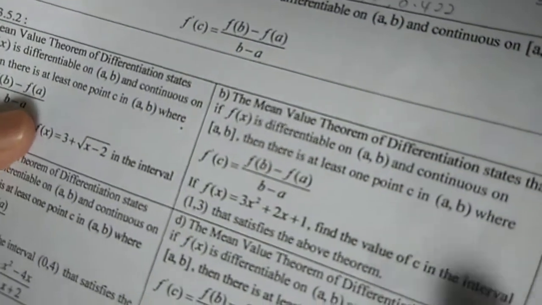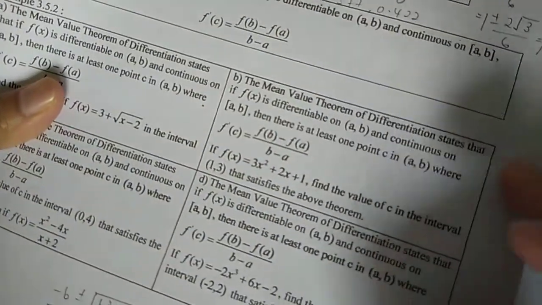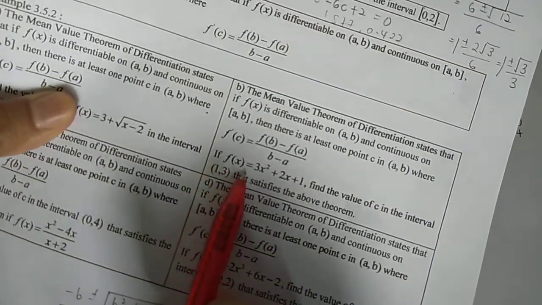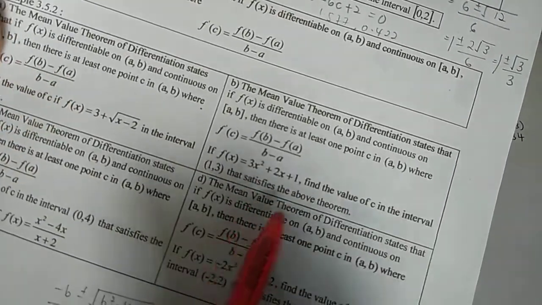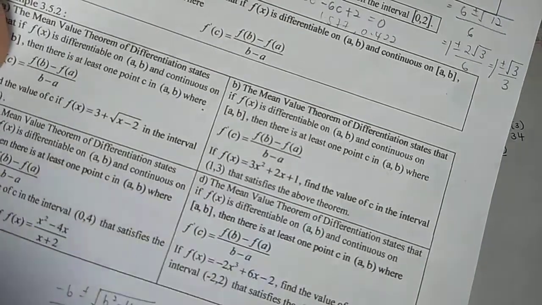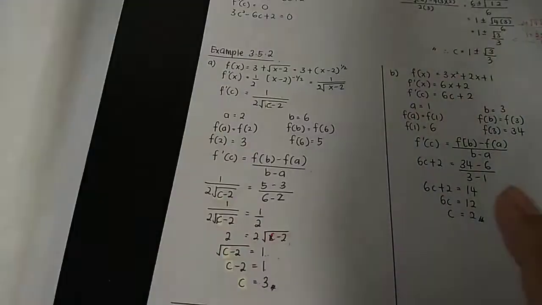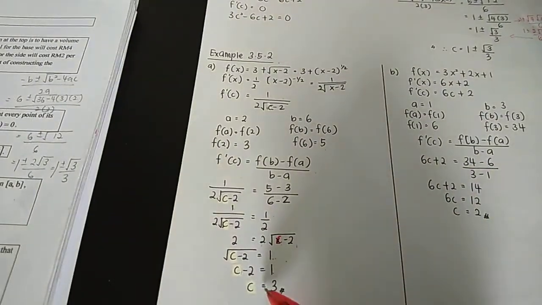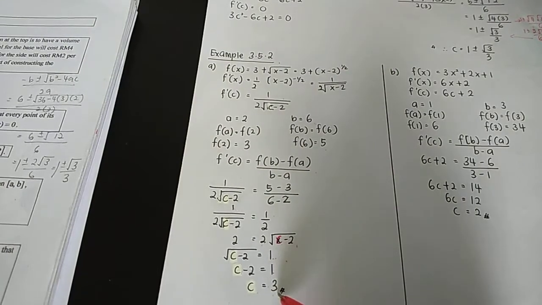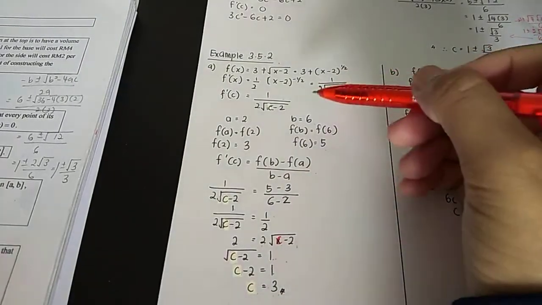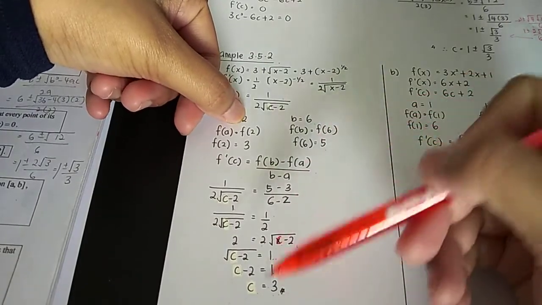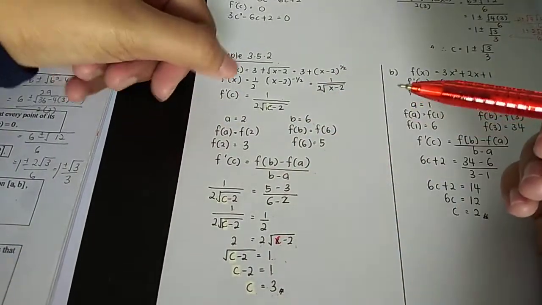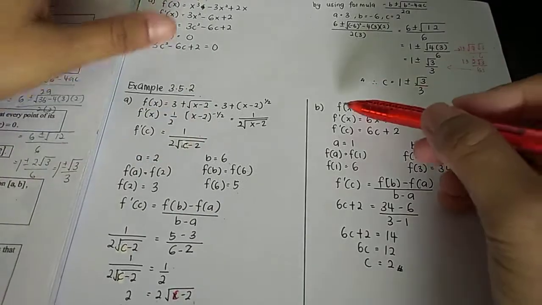So kita tengok b. Okay, jawapan yang atas dia sama je. So kita nak tengok dia punya f(x) equal to 3x square plus 2x plus 1. Find the value of c in the interval 1, 3 that satisfy the above theorem. Okay. Oh, saya lupa tadi. Yang A tadi c equal to 3. So 3 kena make sure masih dalam range interval awak, which is 2 to 6. So 3 masih dalam tu, so kita accept c equal to 3. Okay, next kita nak tengok yang B.